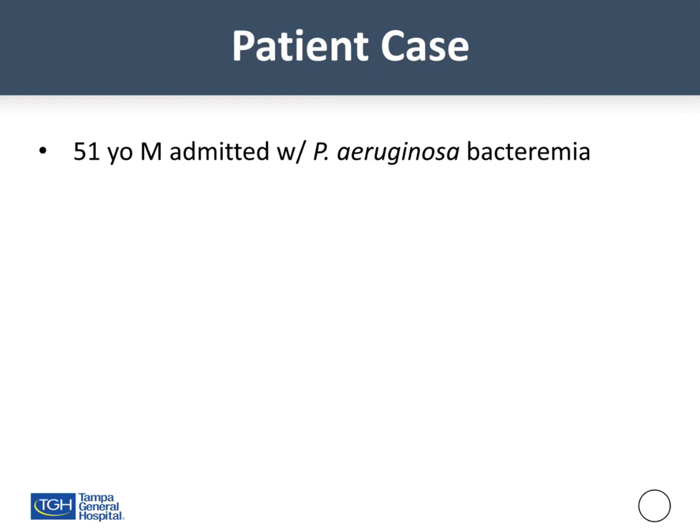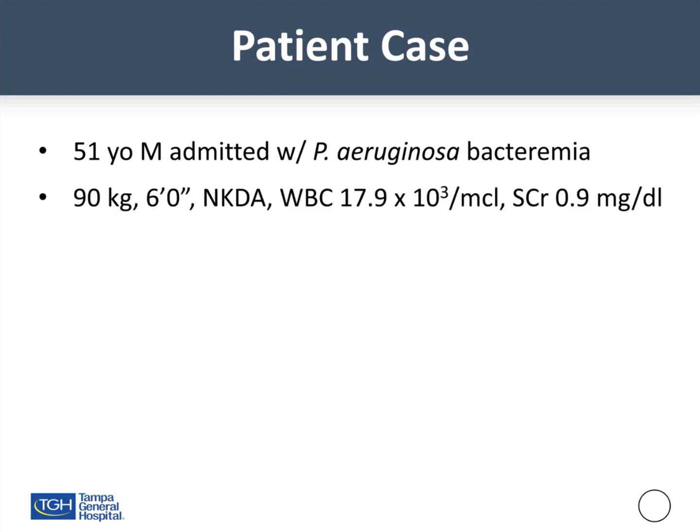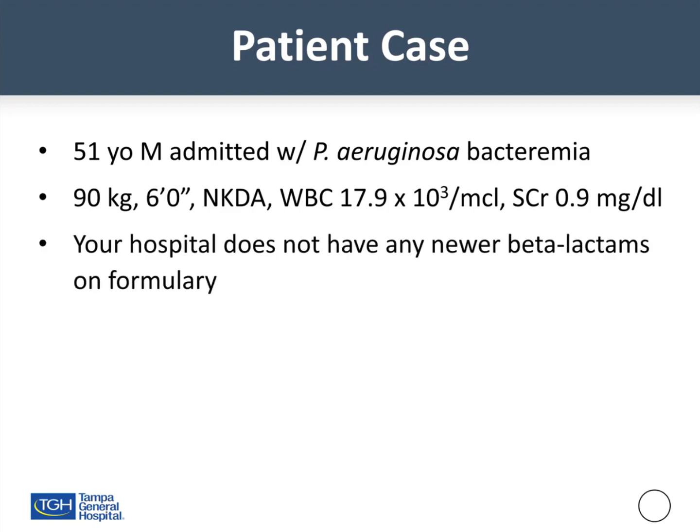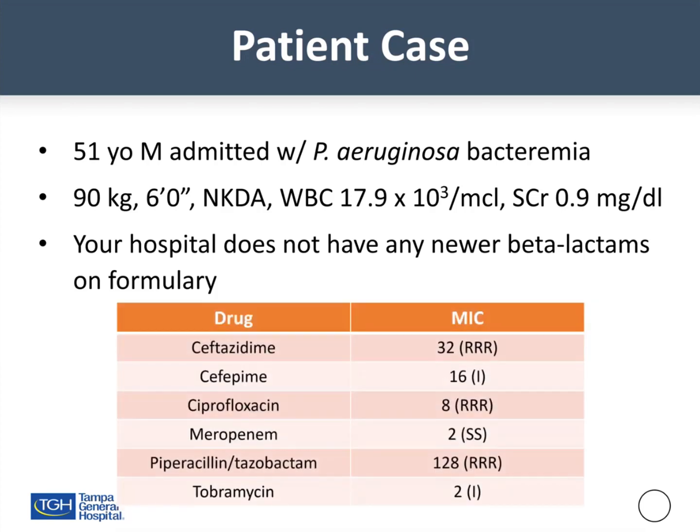I'm going to break this up now with a quick case. So you have a 51-year-old male, came in with Pseudomonas aeruginosa bacteremia. This is some of their parameters. So decent sized guy, kidneys look normal. I will say your hospital has no new beta-lactams on formulary. So just the standard things are there. So we're going to need to find a way to optimize our dosing because the susceptibility pattern is really gnarly.